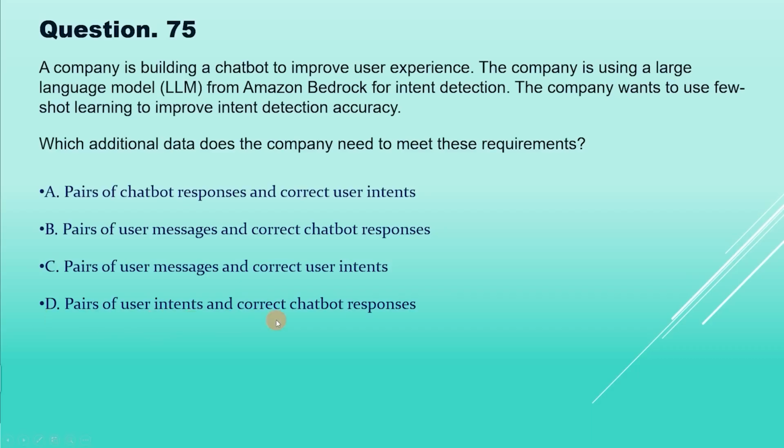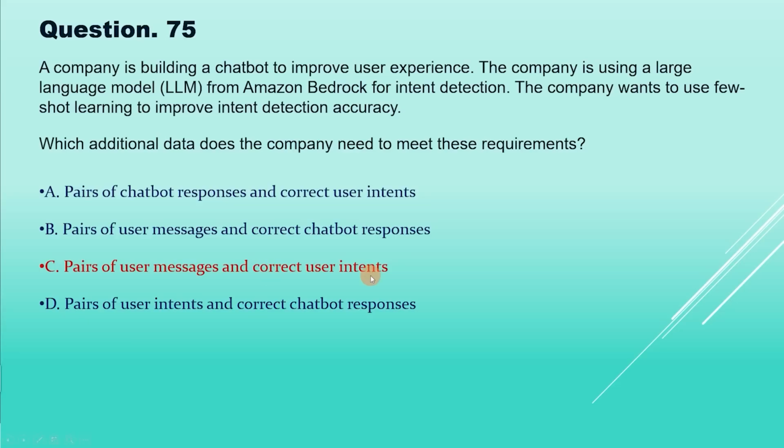All options are quite similar, but there is a slight difference in all the options, which makes our task difficult to guess the correct answer. But yeah, you can take your time to guess the correct answer. Option C is correct because few-shot learning works by providing the model with a small number of labeled examples to help it learn how to generalize better. In this case, the model needs to be trained with examples that consist of user messages and their corresponding intent.